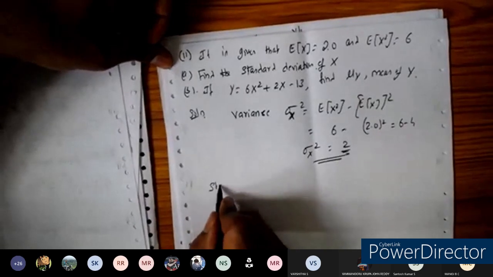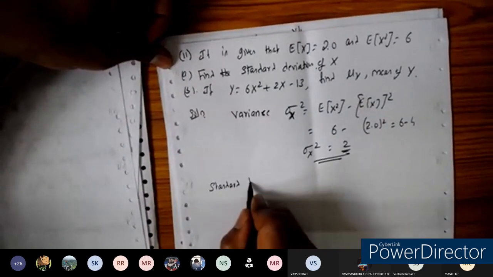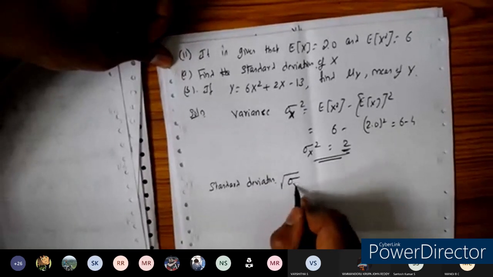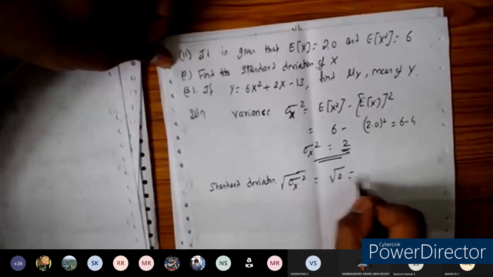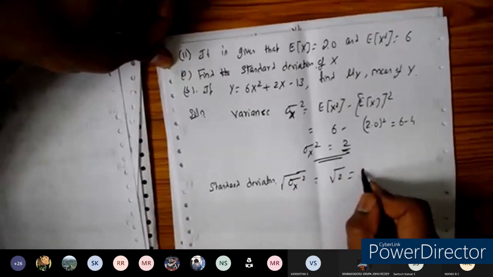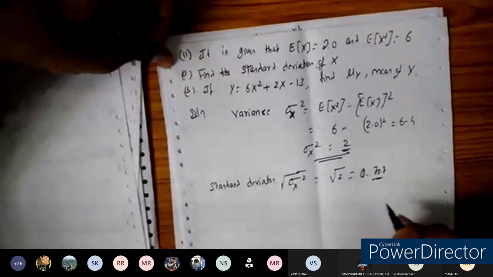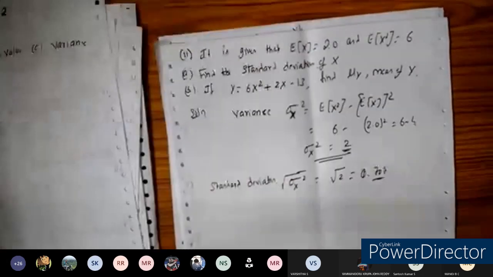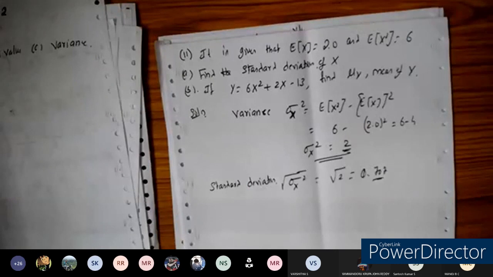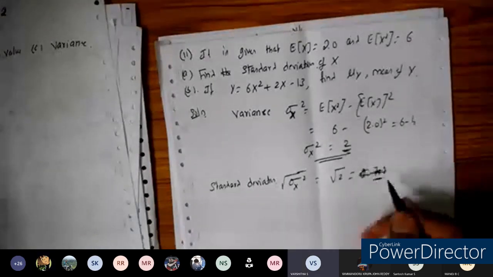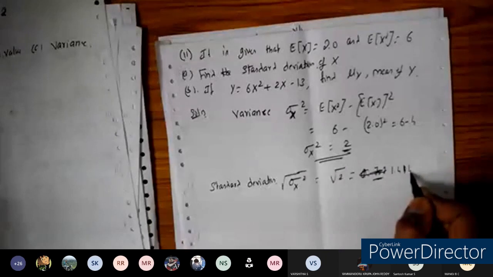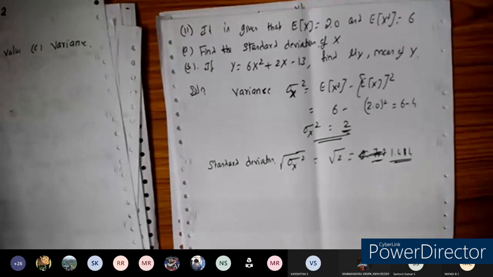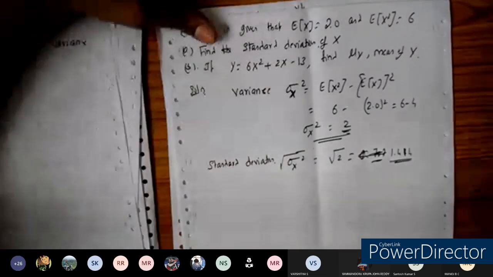So next, the standard deviation. That is root of sigma x square, which is equal to root of 2. This root of 2 is 0.707, right? Root of 2, how much? Correct, right? Root of 1.4, 1.41, 1.414. Okay, fine. So done, right? Okay, fine. So now we have the standard deviation.